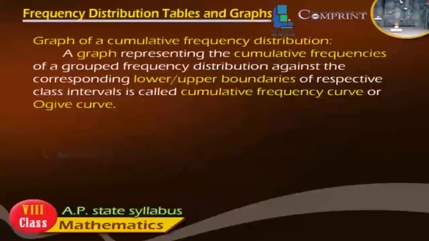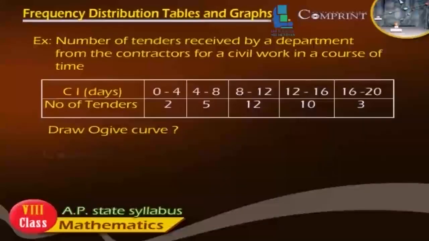Graph of a cumulative frequency distribution. A graph representing the cumulative frequencies of a grouped frequency distribution against the corresponding lower or upper boundaries of respective class intervals is called a cumulative frequency curve or ogive curve. Example: the number of tenders received by a department from the contractors for a civil work in a course of time is given below. Draw the ogive curve.